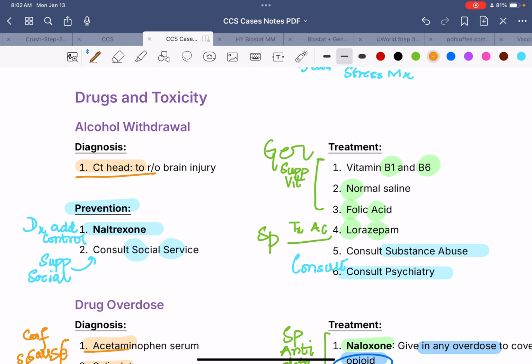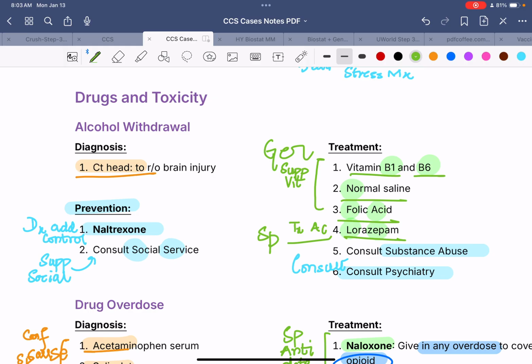And the specific treatment would of course be focused on what a patient with alcohol abuse is actually deficient in, right? So that would be the general supportive measures with vitamin B1, 6, normal saline, and folic acid. And for the specific treatment for the control of seizures in the ER, we are going to give lorazepam, and then of course psychiatry consult and substance abuse consult. And in the prevention, consult social services.